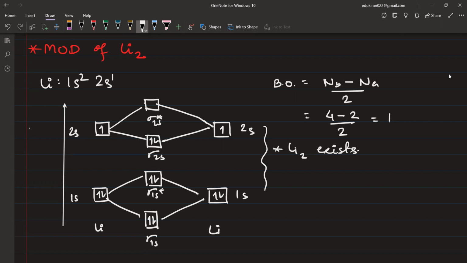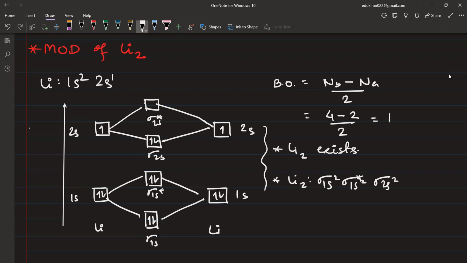What will be the electronic configuration of this lithium 2 molecule? Lithium 2 molecule will have electronic configuration, boliye please. Sigma 1s2, sigma star 1s2, then sigma 2s2. Very good.